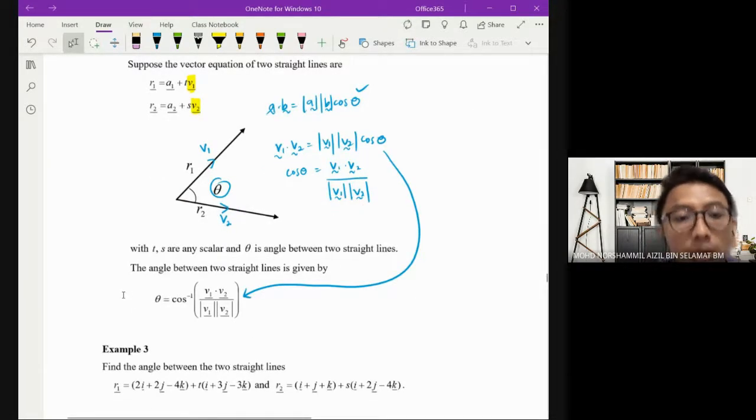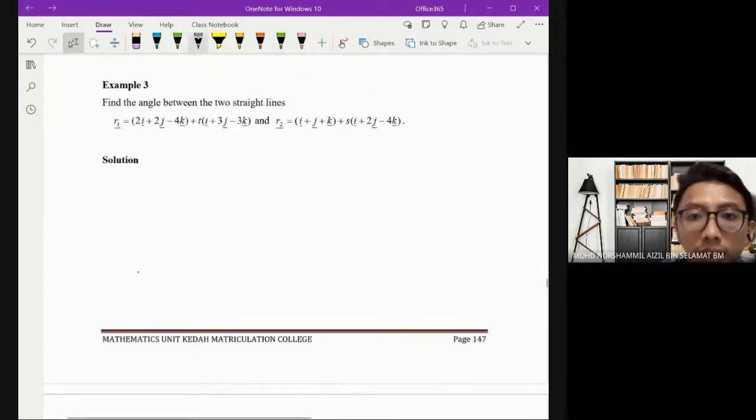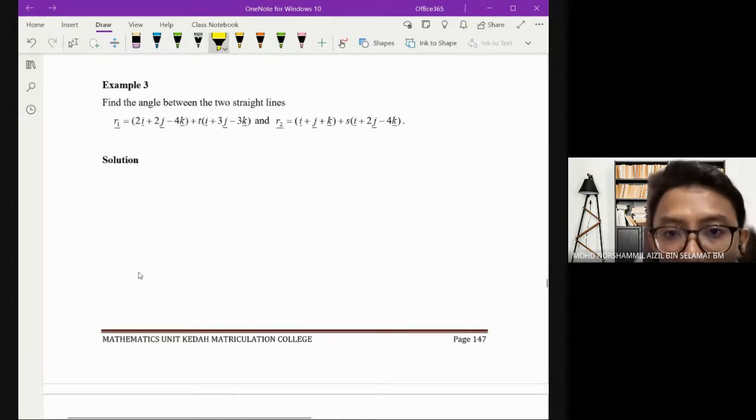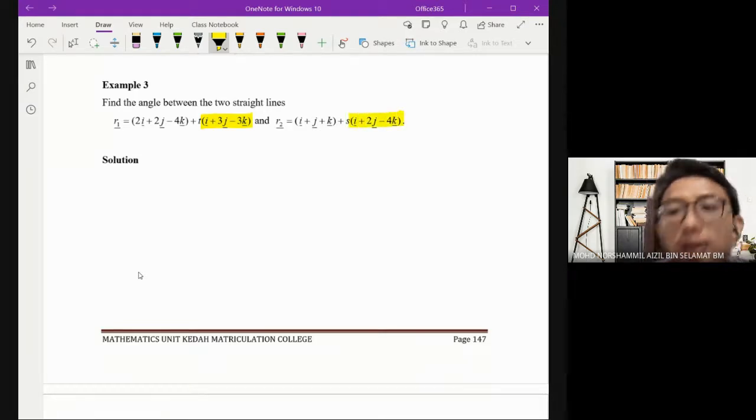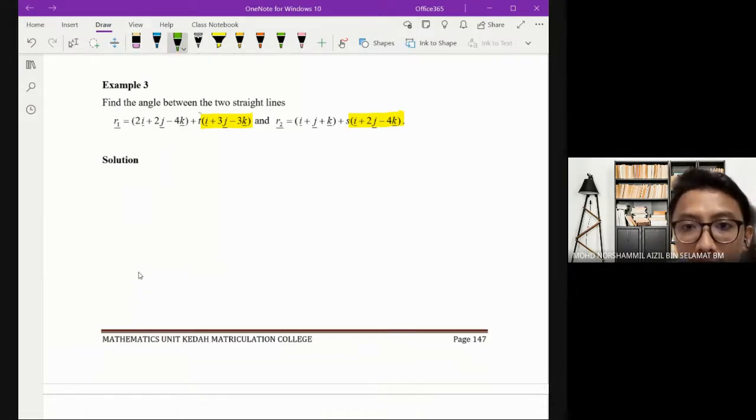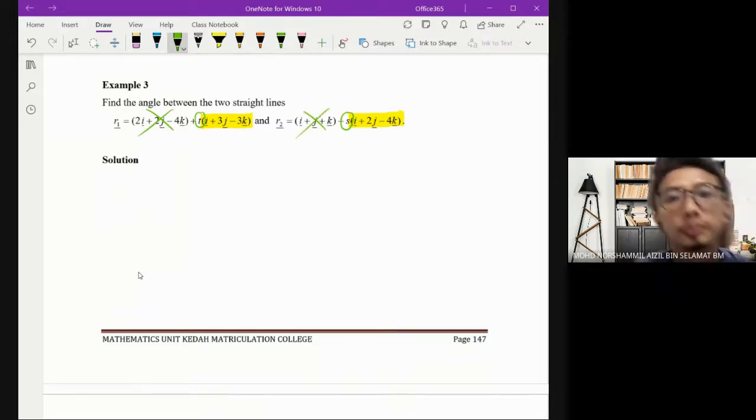Ingat pesan saya, kalau ada straight line, yang control the direction is the V. R equals A plus TV, yang dekat T tu yang control dia. So guys, take a look at the last example. The one that controls the first straight line is this one, this is the V1, and then this is the V2. Yang dekat scalar tu. In this case, this is the scalar T, and this one is the scalar S. So yang dekat scalar tu, itu yang V, yang control dia. We don't care about this one.